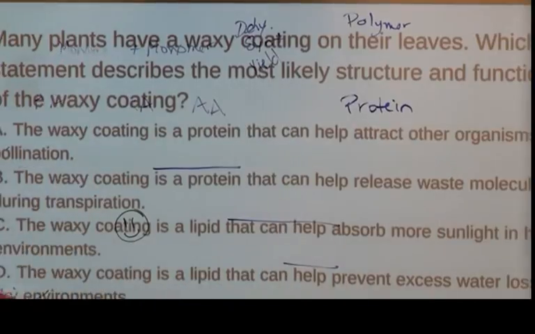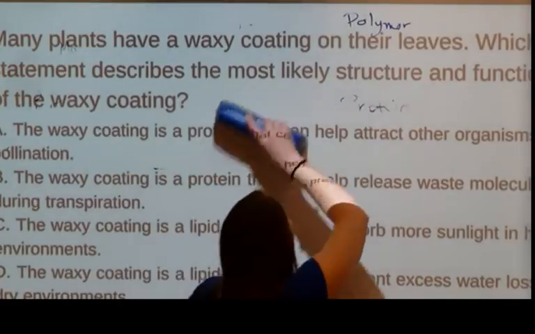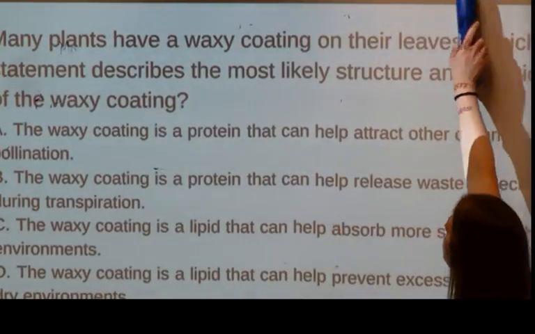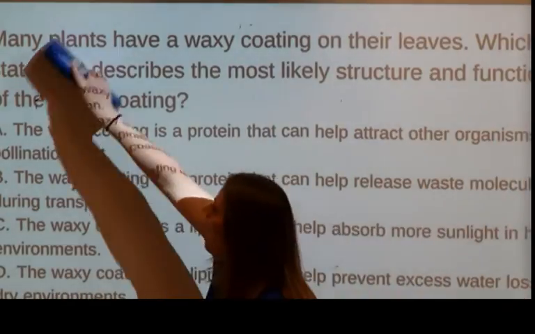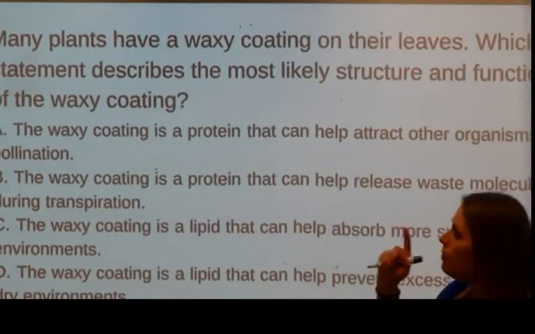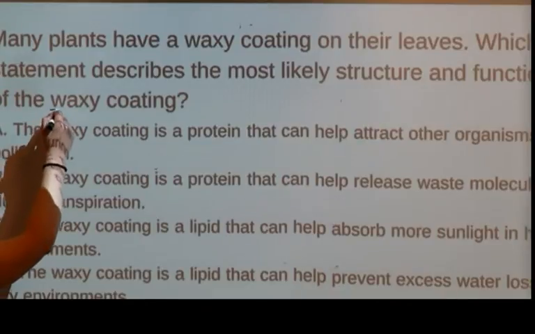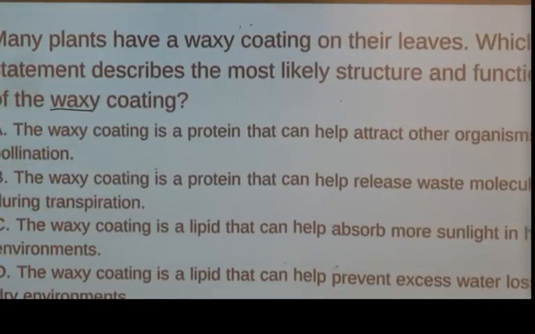All right. Many plants have a waxy coating on their leaves. Which statement describes the most likely structure and function of the waxy coating? Now, I see wax, and it's funny because I think it was Owen the other day who told me that the most common... It was Matthew. Oh, it's Matthew. Okay, yeah. Sorry. Yeah, because it was a very odd answer. So, wax tells me what?